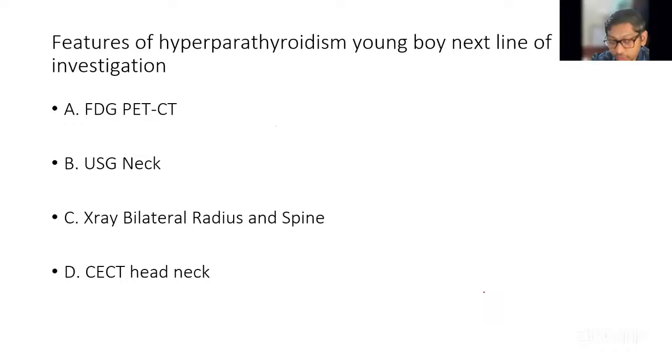Let's look at the next question. A lot of questions last year were asked on hyperparathyroidism: clinical scenarios, imaging. So let's look at this question here. Features of hyperparathyroidism have been given. This is a young patient. What would be the next line of management? So what are the features of hyperparathyroidism? Now remember, there are two different forms of presentation. You have an asymptomatic form of presentation and you have a symptomatic form of presentation.